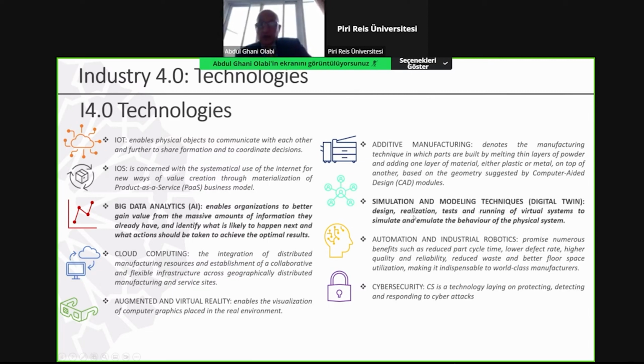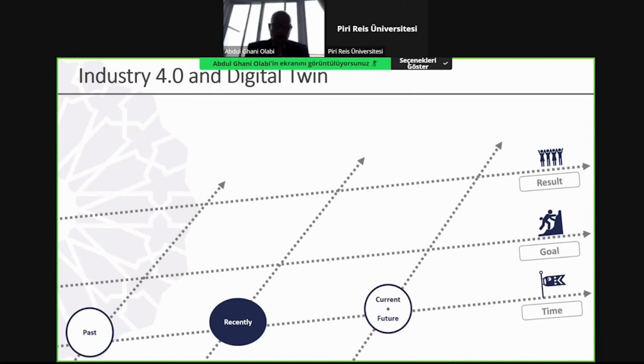So design, realization, test, and running of a virtual system to simulate and emulate the behavior of physical systems. So here, when we make a virtual system, we compare or correlate it with the physical system. Then we have automation and industrial robotics, and we have cyber security and technology and so on. A lot of these topics are important, and this is what makes the revolution of Industry 4.0. The main components we want to talk about, really the basis of Industry 4.0, are AI, artificial intelligence, and virtualization, where we come to simulation modeling technique, where we are talking about digital twin. So this is Industry 4.0.